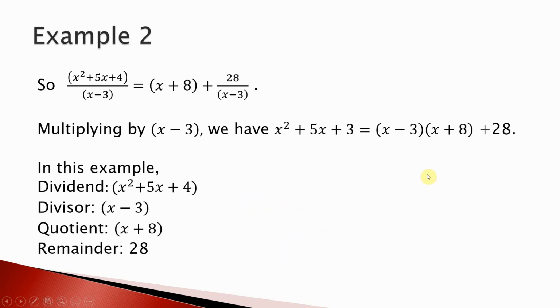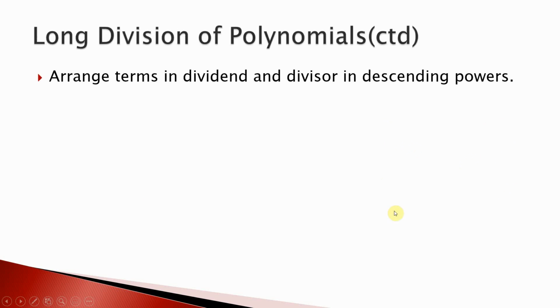So again it's like this. The divisor is linear, so the remainder is a constant. If the divisor was a quadratic function, the remainder can be a linear function, a linear polynomial.